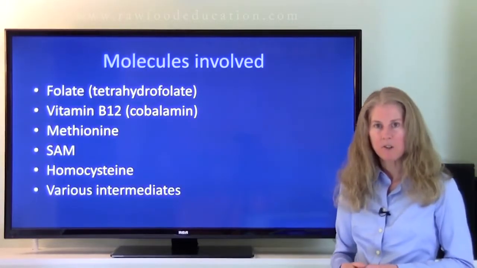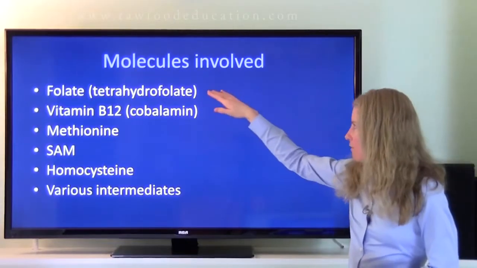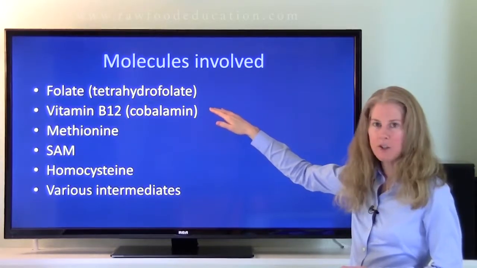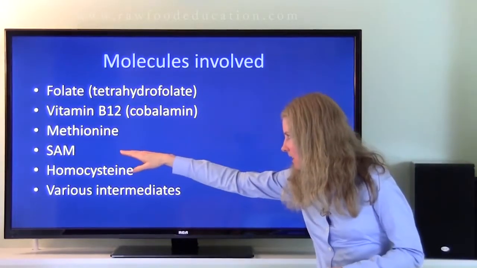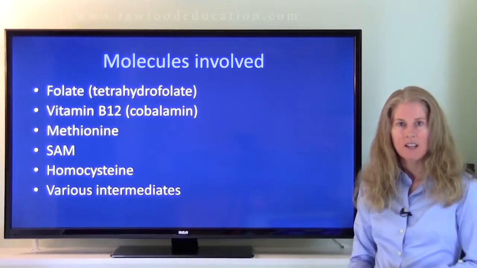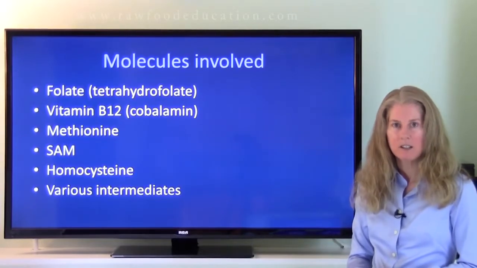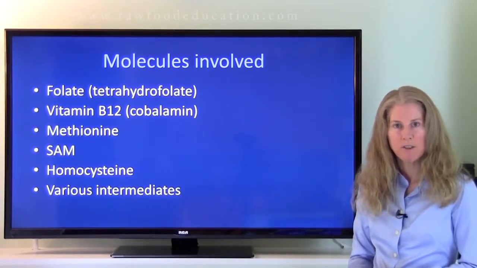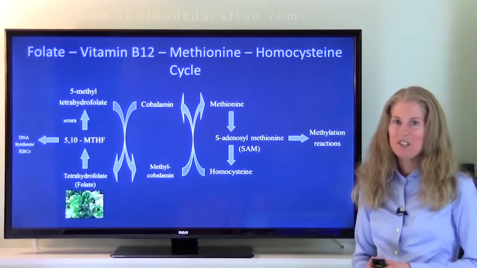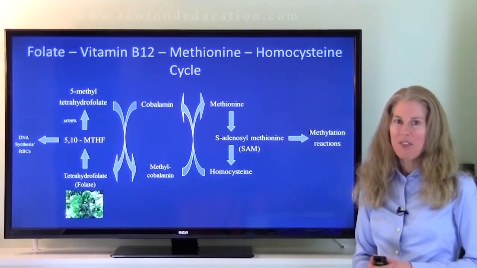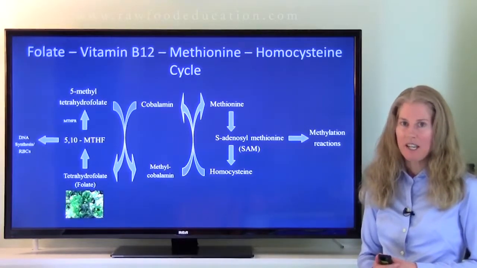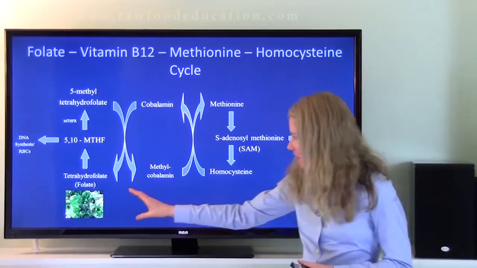So let's summarize the molecules that we looked at. We've got folate, also known as tetrahydrofolate. We have cobalamin, vitamin B12, methionine, SAM, homocysteine, and then a variety of other intermediates. Now let's take a look at how all of these molecules interact in regard to vitamin B12 and folate. What we have here is a rather complicated looking pathway known as the folate, vitamin B12, methionine, homocysteine pathway. And the best way to explain it is to start at the beginning. So we'll start down here with folate.